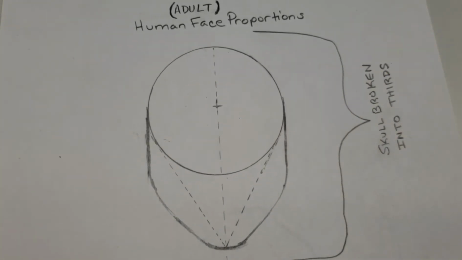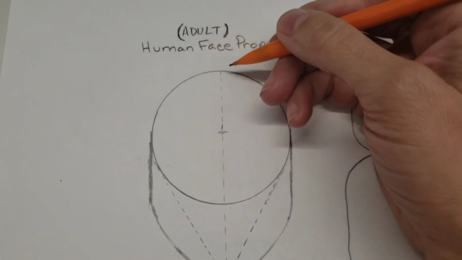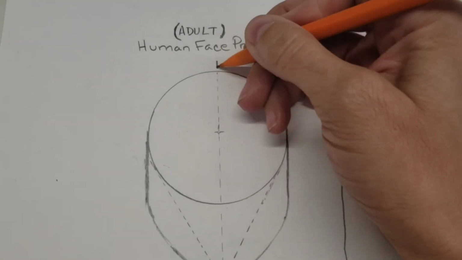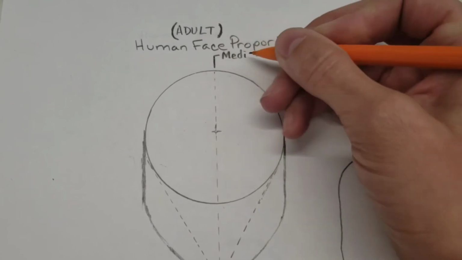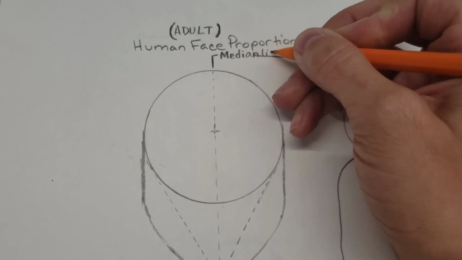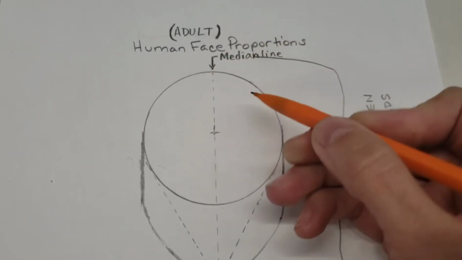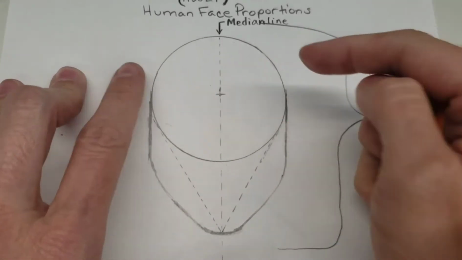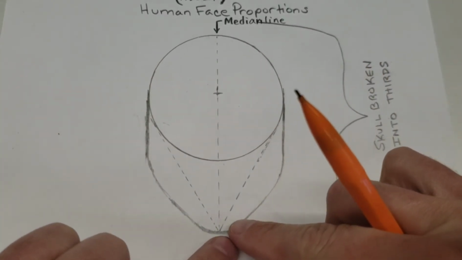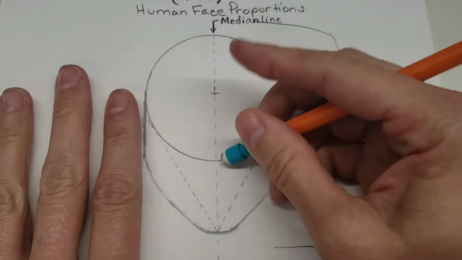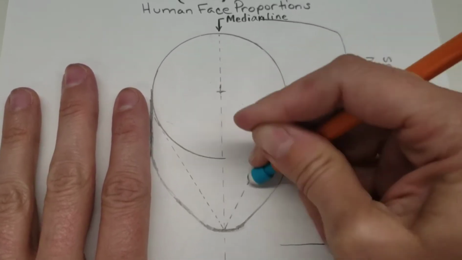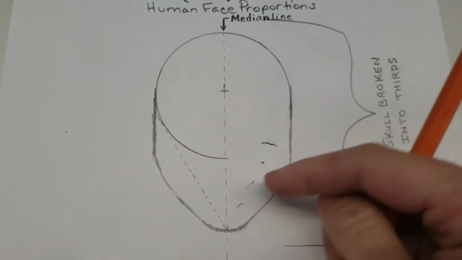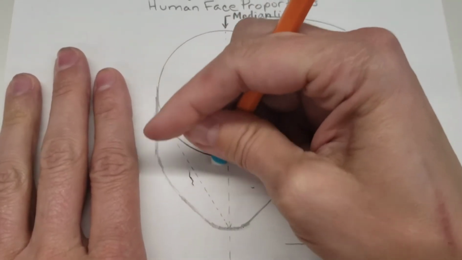At this point, you are ready to erase all the lines except the median line. So we're going to go ahead and label the median line right here. Median, which means middle, median line. So we're going to put that there. Now we're going to erase everything on the inside. Now we have the outside of our skull drawn. Please don't erase the outside of your skull. Just erase the bottom of your circle and the snow cone. You need to keep the median line. You need to keep the outside edge. So it should look like that. Erase.